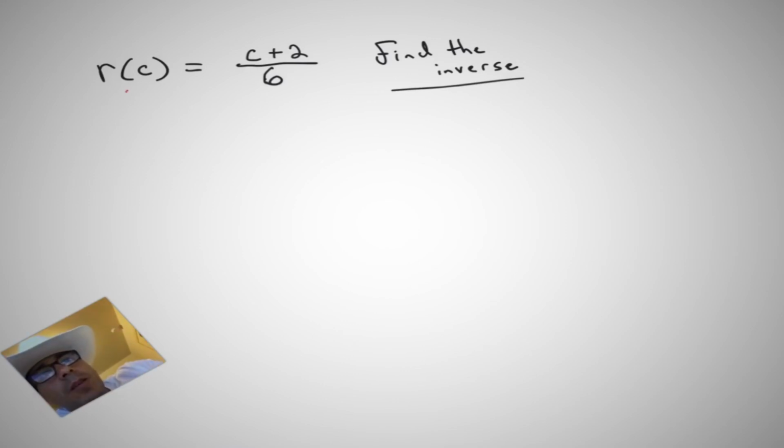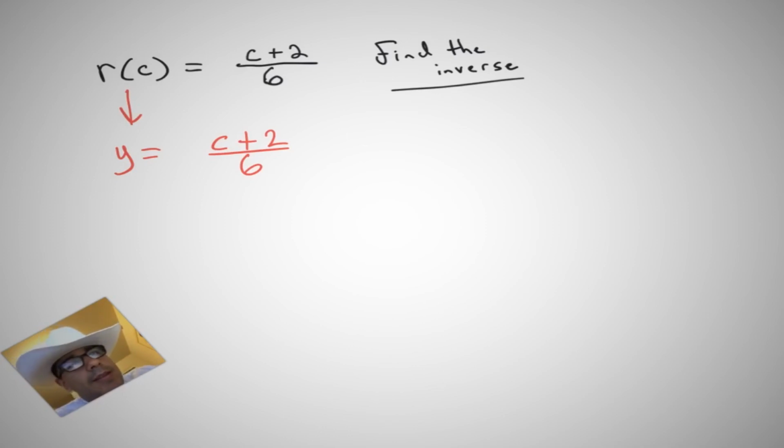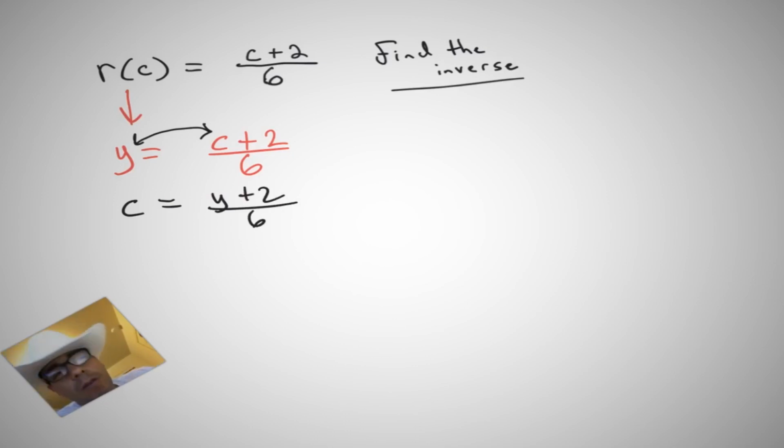Good. We change this function. We call it y. Perfect. So there's our first step. Step 2. What do we do with our variables? Excellent. We change them. Wherever you see a c, you put a y, and wherever you see a y, you put the c. So we're left with c equals y plus 2 over 6.